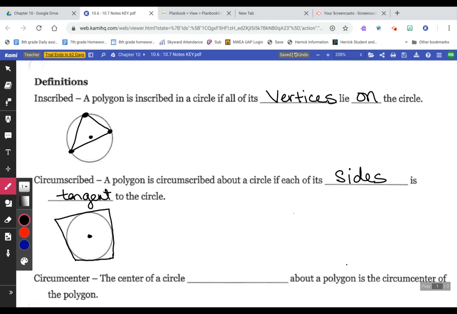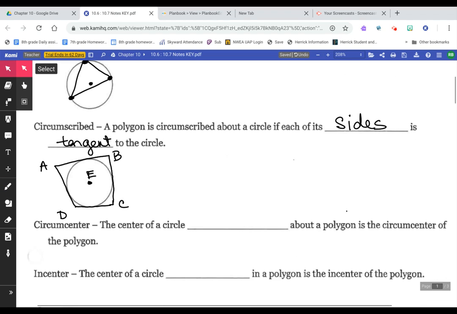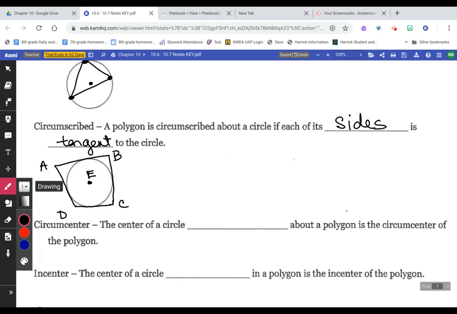I would like to put some labels. Let's do A, B, C, D, and we'll put center E there. And we'll get back to that in a second. For circumcenter, the center of the circle circumscribed about a polygon is the circumcenter of the polygon.